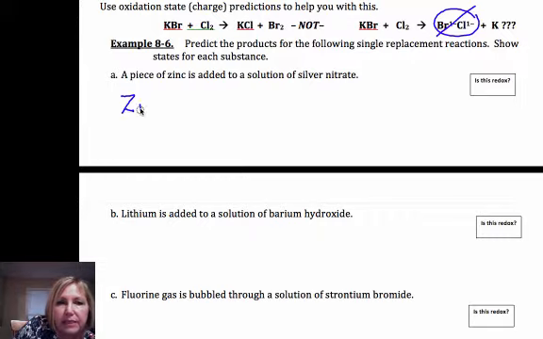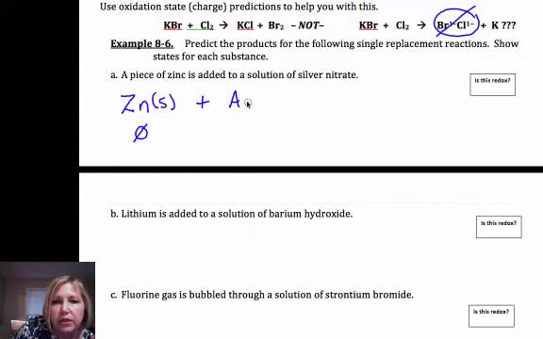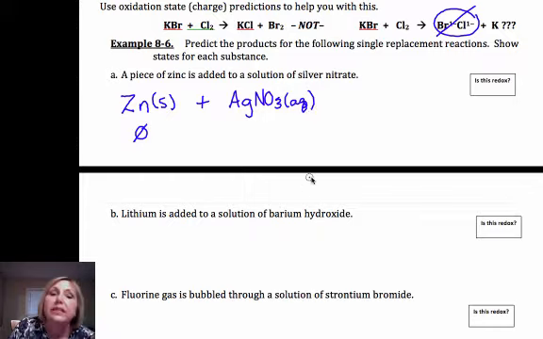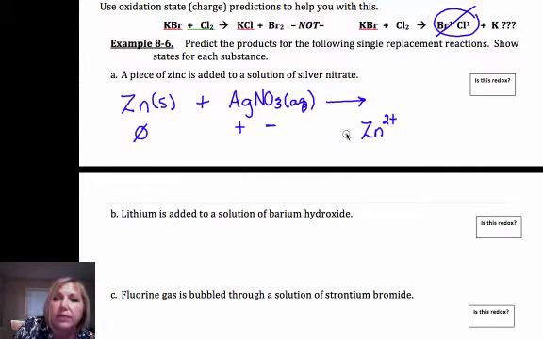So I have a solid piece of zinc. A solid piece of zinc all by itself is 0. And we're going to add that to a solution of silver nitrate, so we would have aq. These will bond according to their charge rules. Silver is +1, nitrate is -1. Zinc wants to become zinc +2, so zinc +2 wants to dance with the negative nitrate, not the silver.